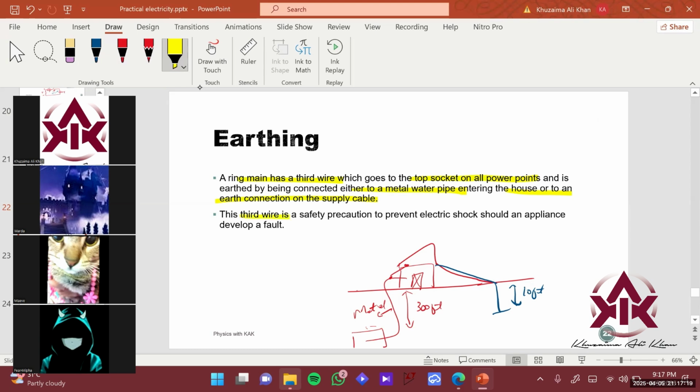So this third wire is a safety precaution to prevent electric shock should an appliance develop a fault, right? So let's say we have a refrigerator, and of course we have a metal body of the refrigerator, right? If we have any fault here, some electrons might get on the metal body of the refrigerator, right? So if you touch this refrigerator, you might get an electric shock, right? If you have earthing in your house, the earthing takes the extra charges into the earth and protects you from getting shocks from your appliances, right?